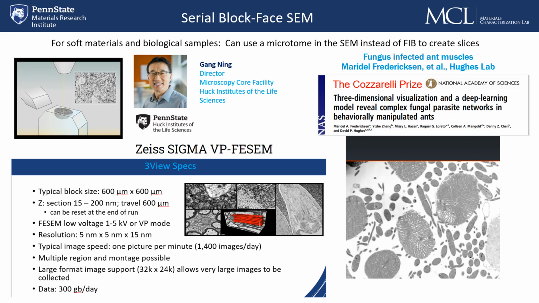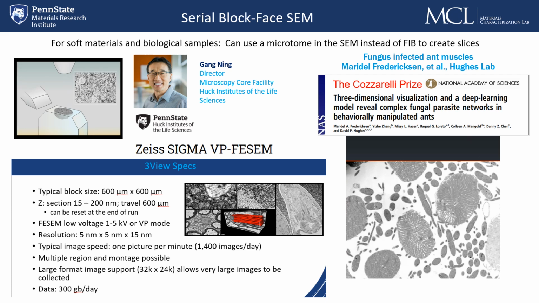And you can use that stack of images that you're getting from the SEM to, again, create your 3D volume, similar to what you would do in the FIB, except now instead of using an ion beam, you're using a very sharp knife. So again, this is something that would be good for biological types of samples. And again, we have this capability here at Penn State. This is in the Huck Institute. Greg Ning is the contact for that if you have more questions about that.